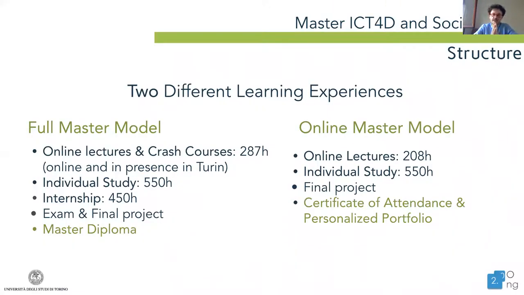Now, there is a differentiation between two models of the master we offer, okay? There is the full master model and the online master model. The difference is that in the full master model, you are required to accomplish crash courses. So online lectures and crash courses are around 287 hours of lectures, online and in presence in Turin. We require around 550 hours of individual study, in the sense of preparing for the module, reading the key materials, module assignments, exam, and so on and so forth. Then 450 hours of internship program, and then you have the exams, final project, and in the end, the successful candidate will receive the master diploma.